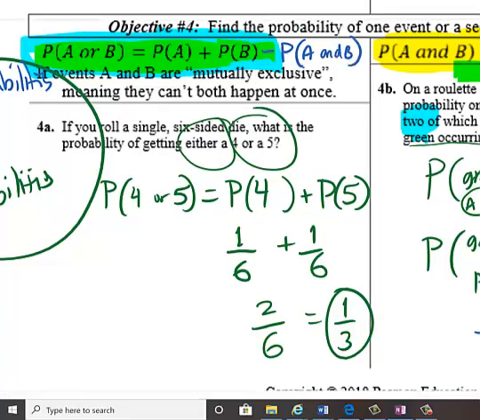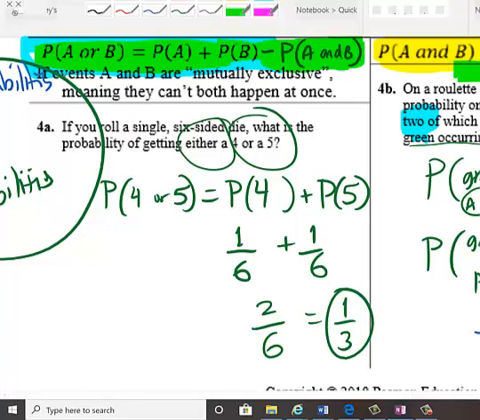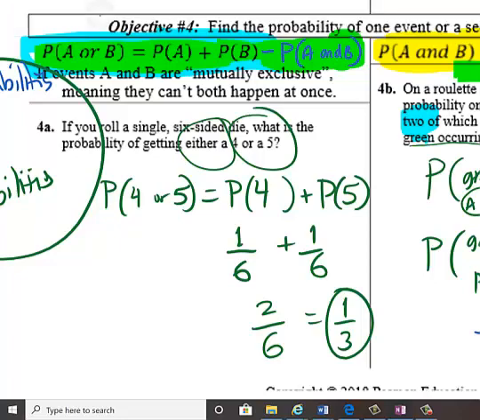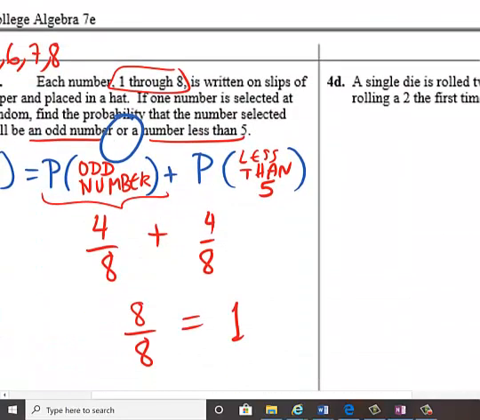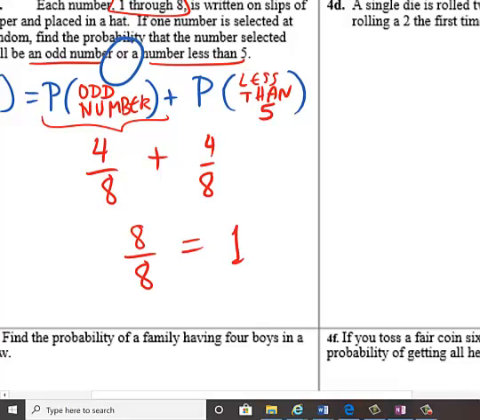So if it's possible for both of those events to occur at the same time, then when you calculate the probability of one or the other happening, you have to actually subtract a little bit. I thought they were going to keep this as simple as possible because this is an intro to probability, but you have to subtract the probability of both of those things happening, an odd number and a number less than 5.